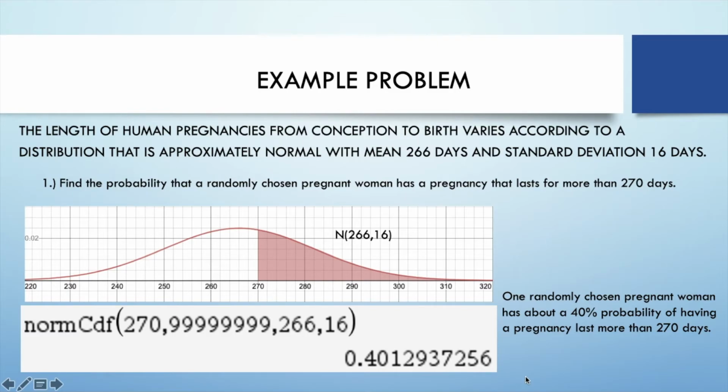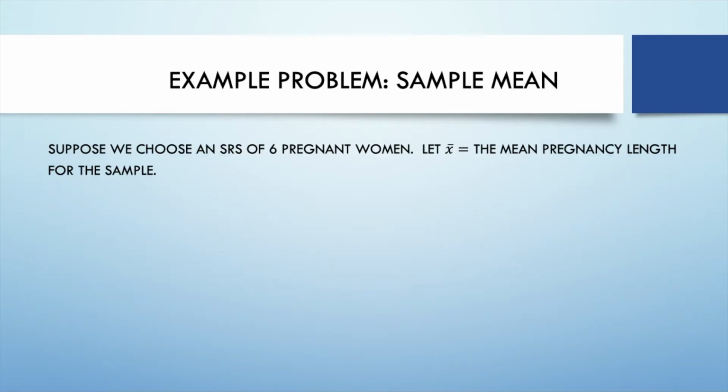So we know that one randomly chosen pregnant woman has about a 40% probability of having a pregnancy last more than 270 days. Don't forget to write an in-context statement. Don't just put an answer. We need to put the in-context statement at the end there. Okay. All right, so that was a population distribution problem.